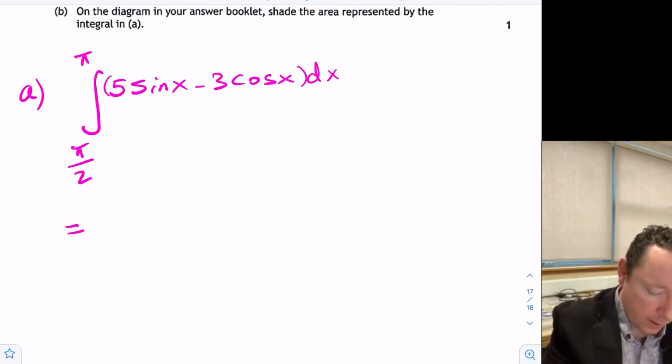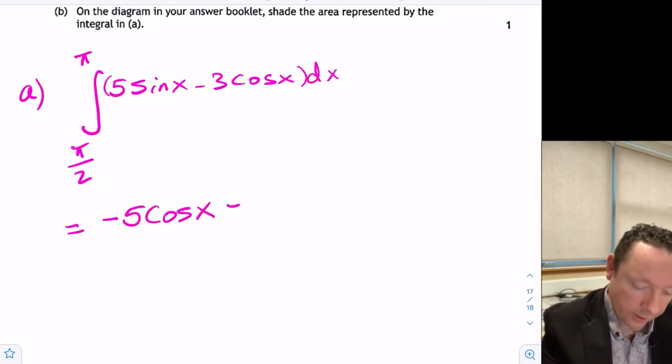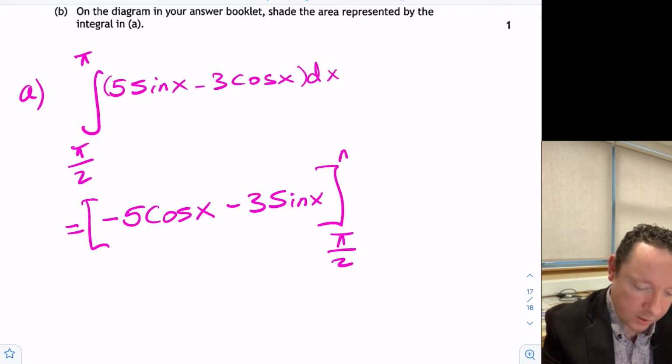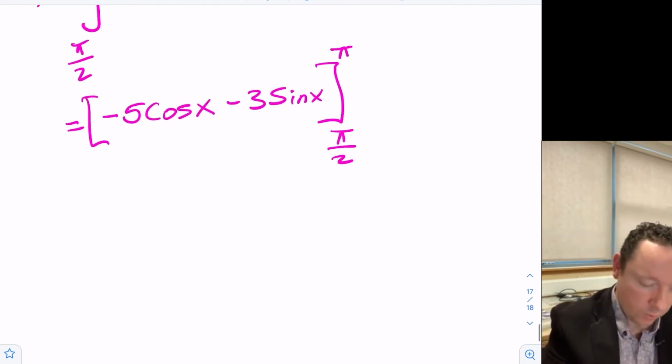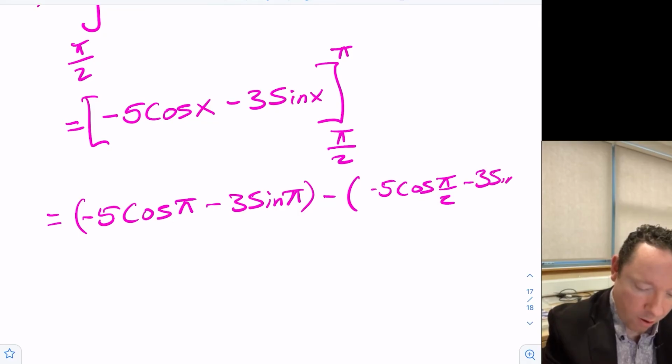So we've got minus 5 cos x, and then cos integrates to sine, so minus 3 sin x, and our limits are between pi over 2 and pi, so we're substituting our limits. So we get minus 5 cos pi minus 3 sin pi, take away minus 5 cos pi over 2 minus 3 sin pi over 2.